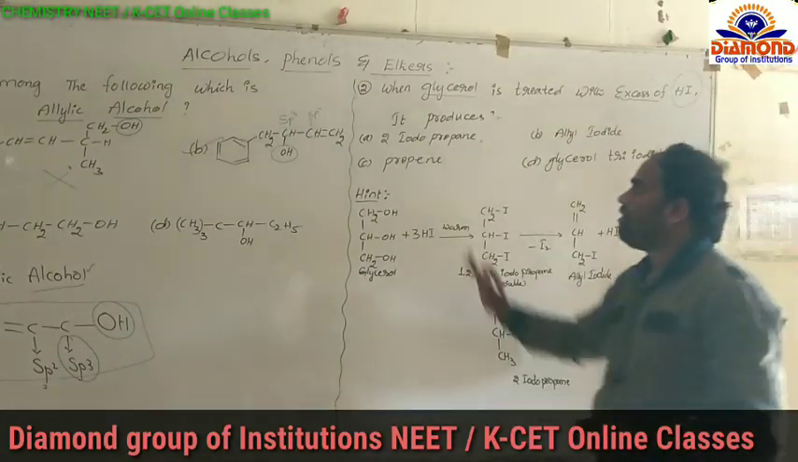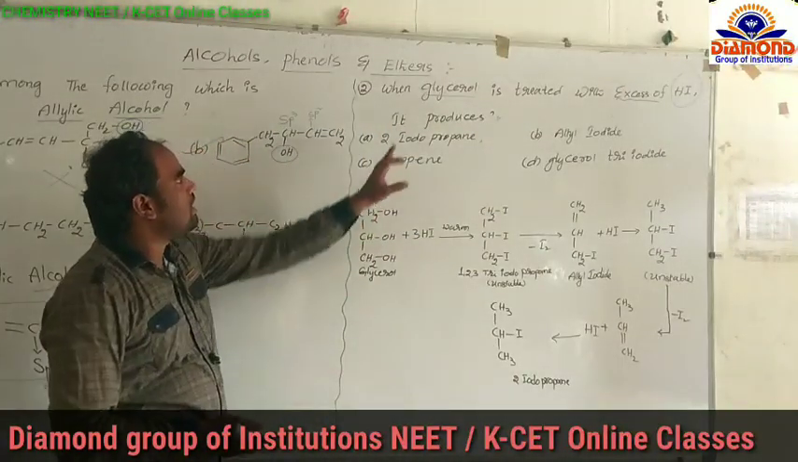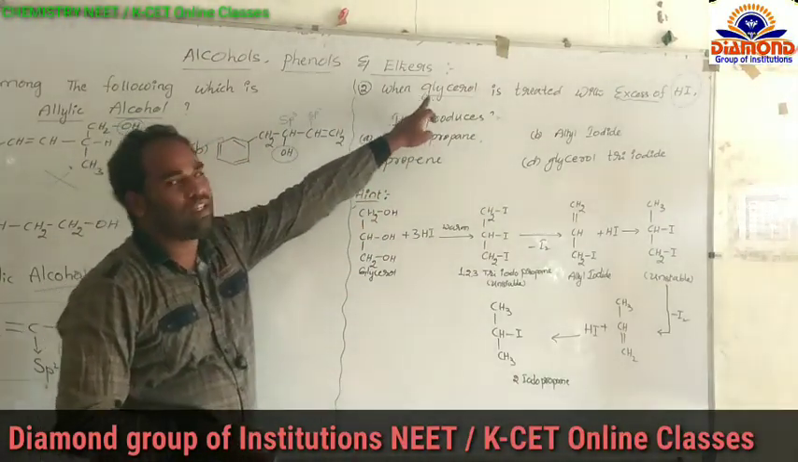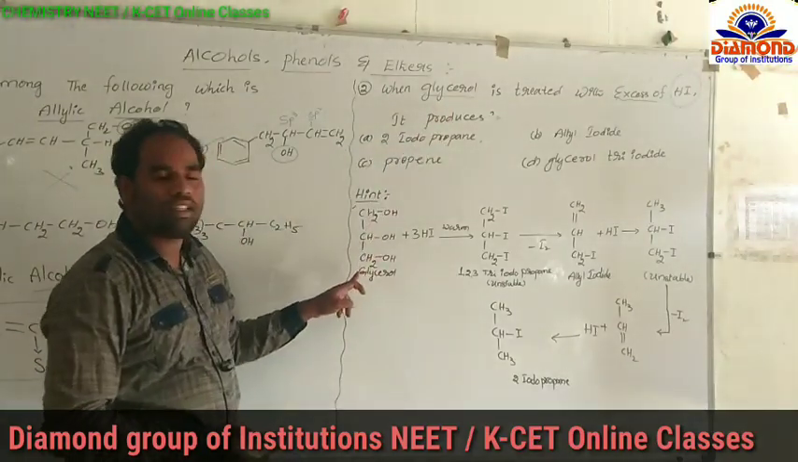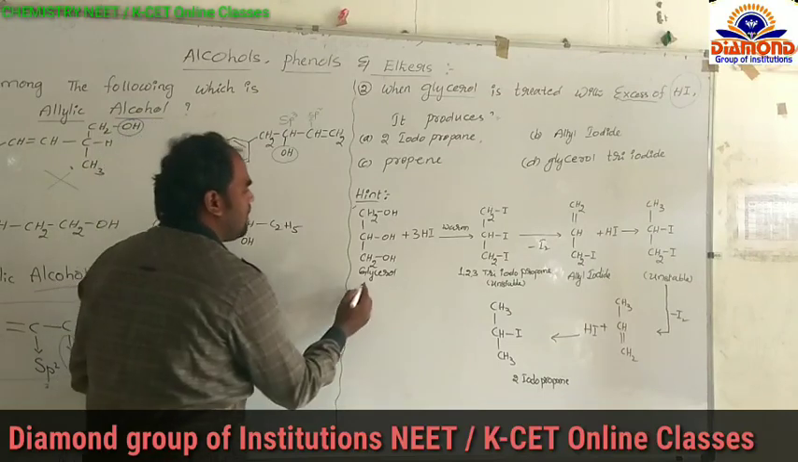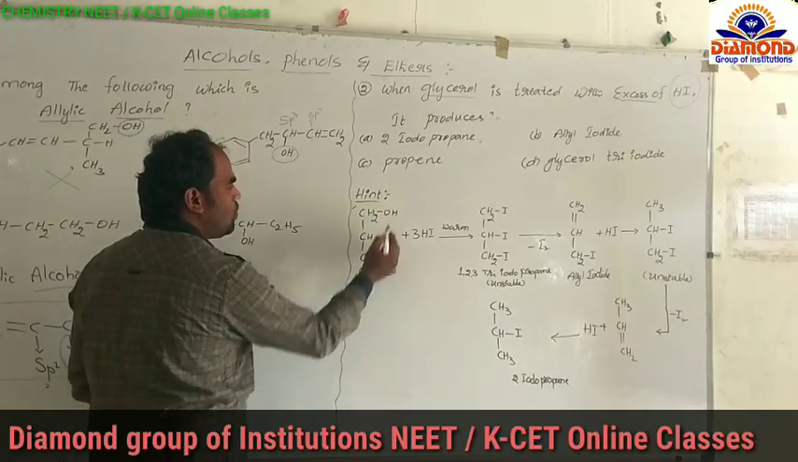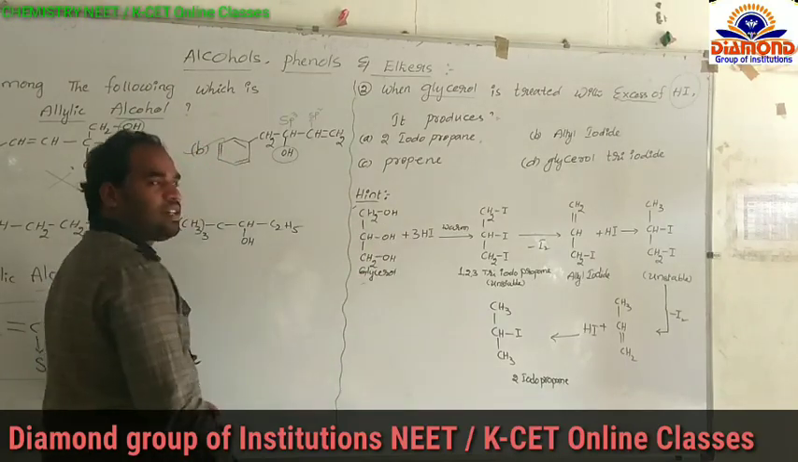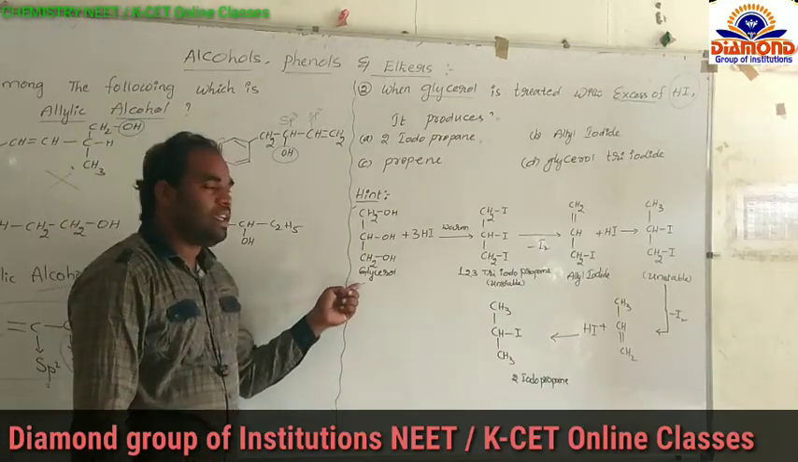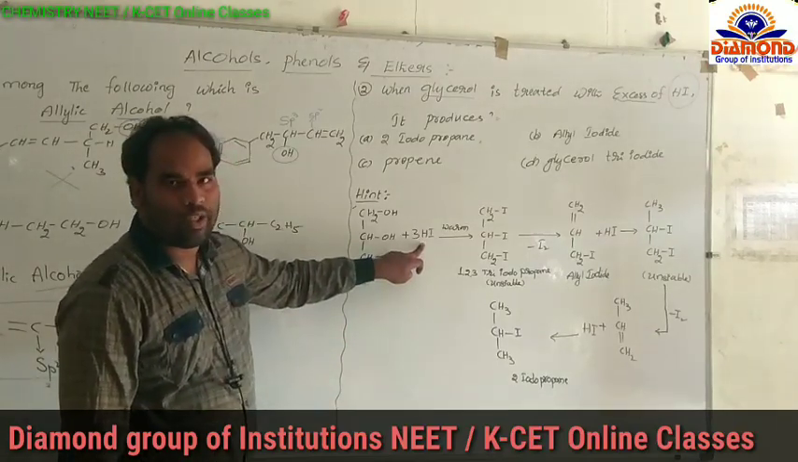See here, for this question, this is the hint. What is our reactant in this question? Glycerol. Glycerol is nothing but a trihydroxy compound: CH2OH, CHOH, CH2OH, a 1, 2, 3 trihydroxy compound. So it is named glycerol. This glycerol reacts with excess of hydrogen iodide.